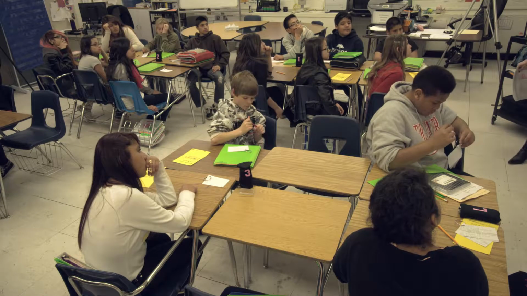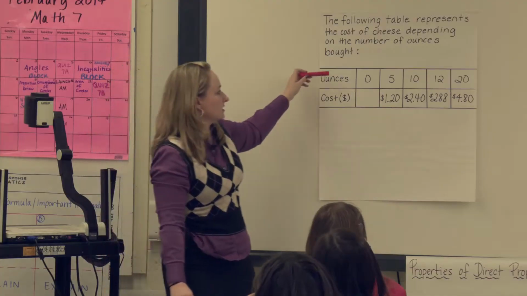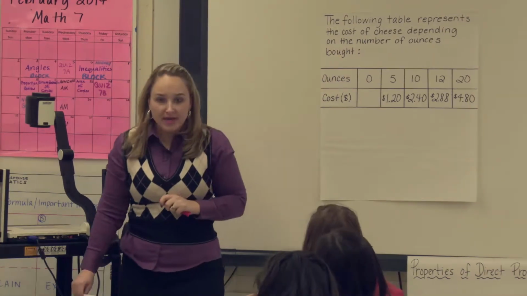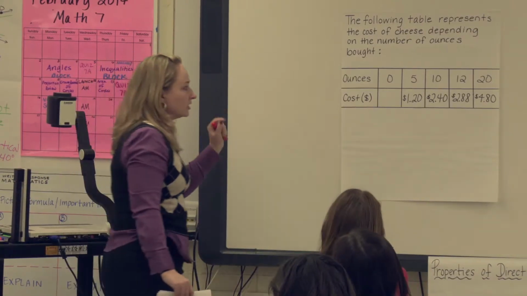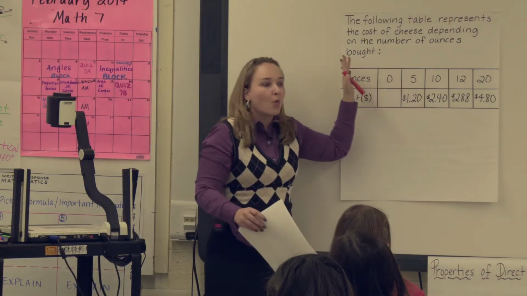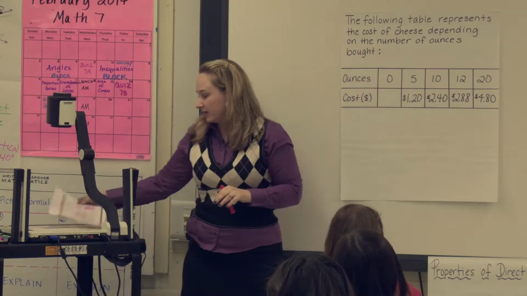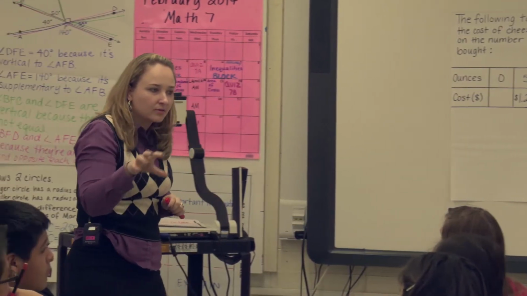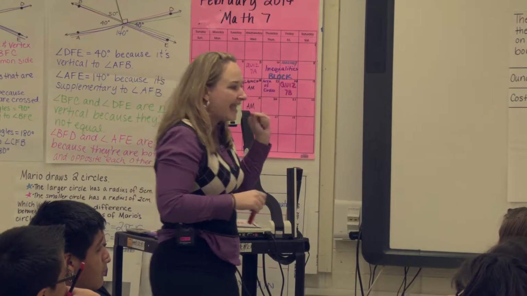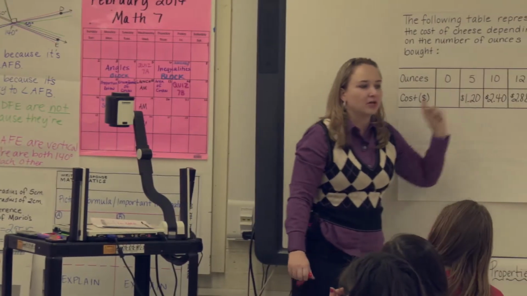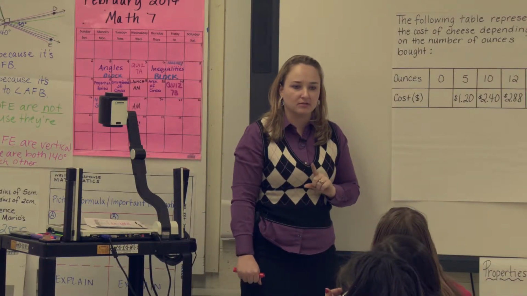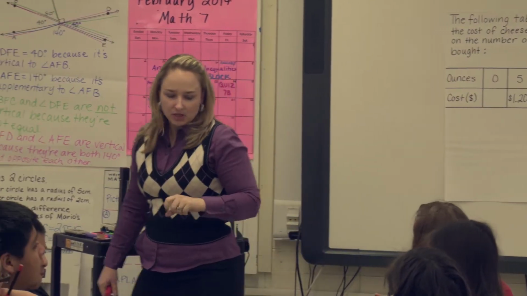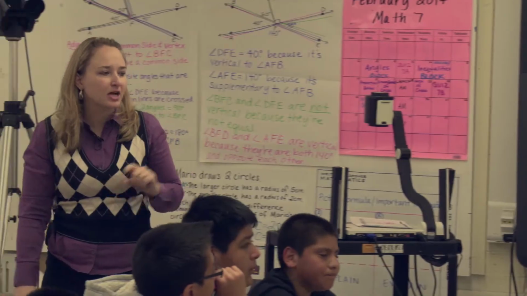Okay, so we're trying to figure out whether these two quantities, ounces and cost, are in proportion. Okay? I'm going to tell you right now, they are. And I'm telling you that because I want you to try and figure out why they are in proportion. So I want you to think for a minute, and you can talk with your table groups. Can you, from this table, figure out what the cost of 1 ounce of cheese is? Talk with your table. Could you figure out the cost of 1 ounce? You don't have to figure it out, but talk about how you would do it.